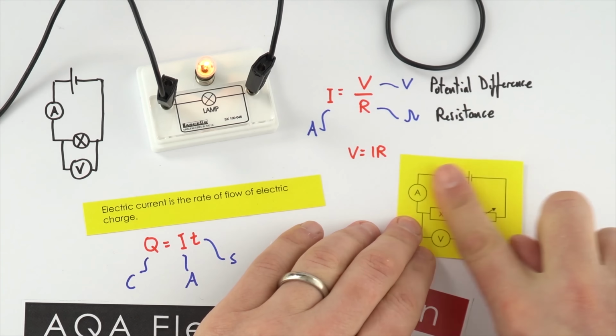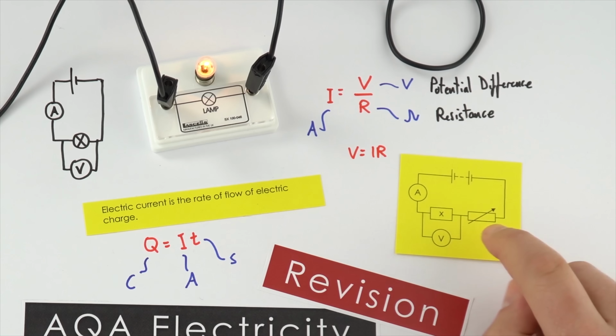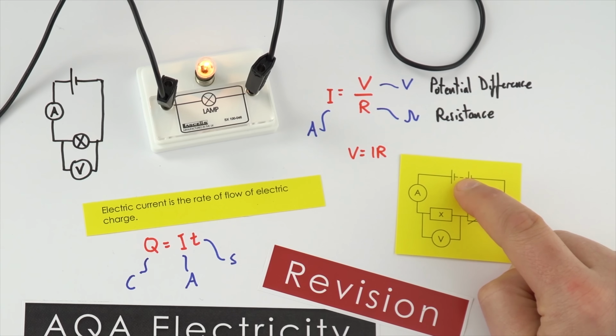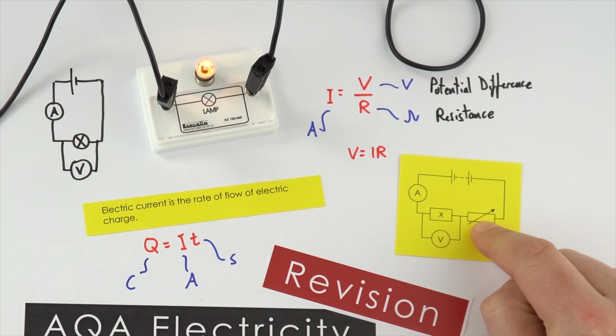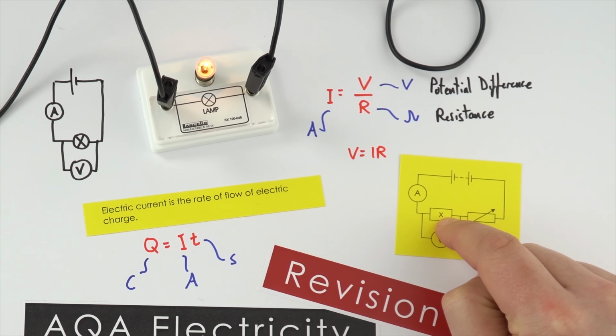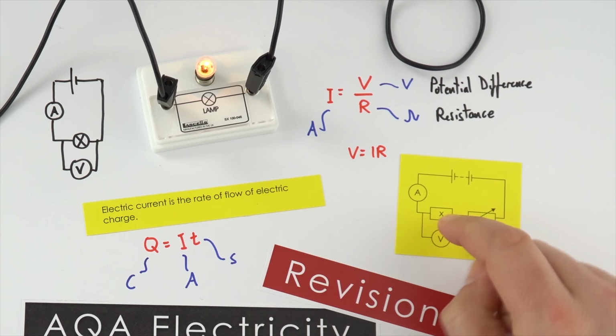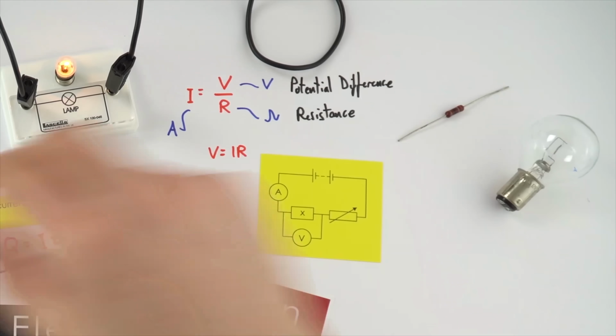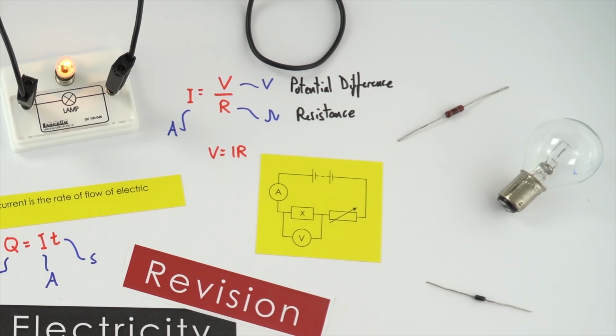And we can set up a simple circuit a bit like this. What we have is a power supply, we have a variable resistor, and this then allows us to change the current and the potential difference across a component. And we can do this for the following things. We need to look at the characteristics of resistors, lamps, and diodes.